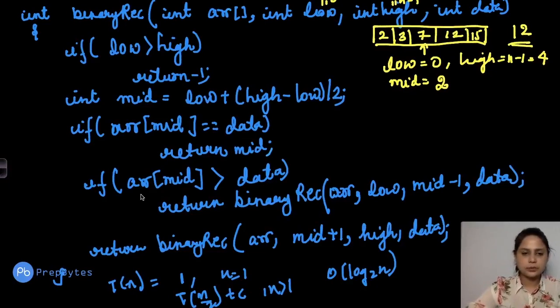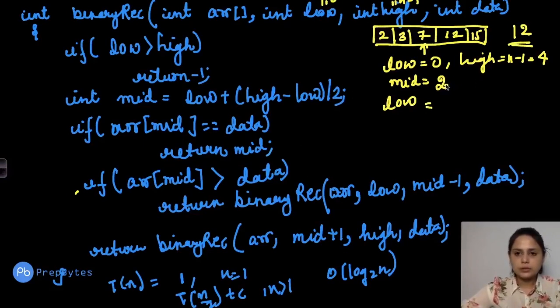So what I'll do is that I'll come here. I'll check if arr of mid is greater than data. Is this the situation here? No, arr of mid is not greater than data. So we come back here. Since both of these are not true, we will simply return binary rec arr mid plus 1 high data. So now my low, this mid plus 1 will go to low. So now my low becomes 2 plus 1, 3. My high remains as it is. My high will be 4.